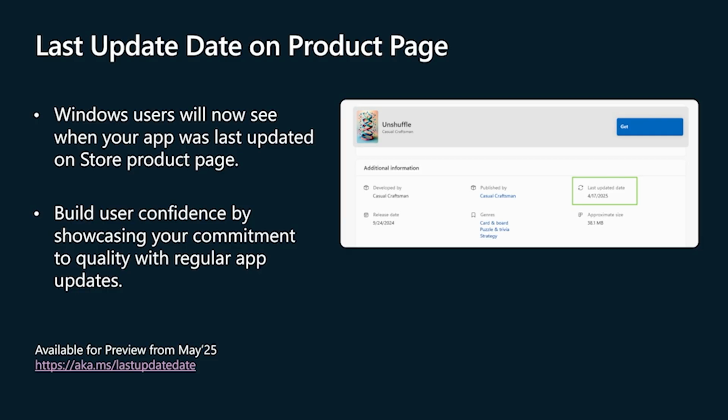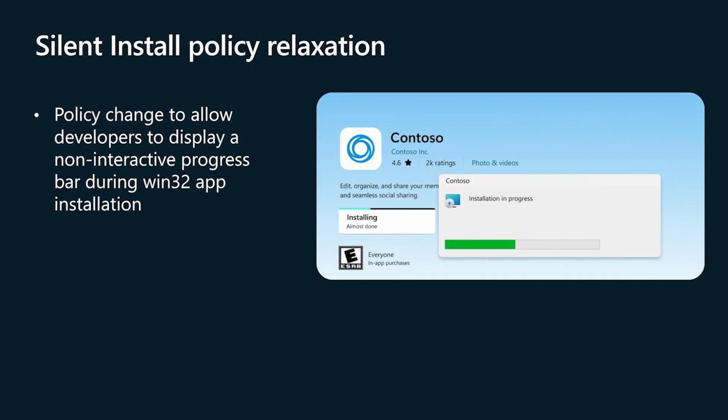One more way we're decreasing developer friction is relaxing our install policies. When we open the store to Win32 apps, we required a silent installation. This seldomly requires that developers change their existing installer just to pass our certification. We didn't like that. We have relaxed the install policy for Win32 apps, and now we allow non-interactive progress bars during the installation. We will continue to evaluate our policies to find the best compromises across developer friction, safety, and good experience for our end users.